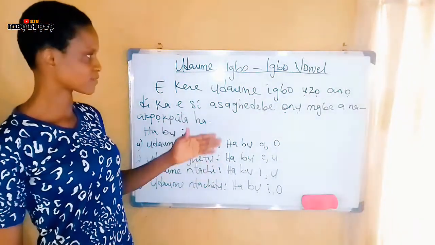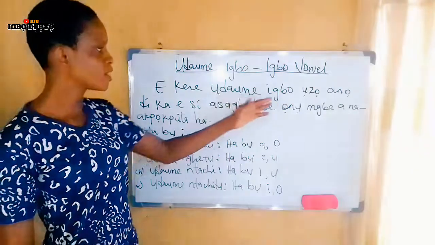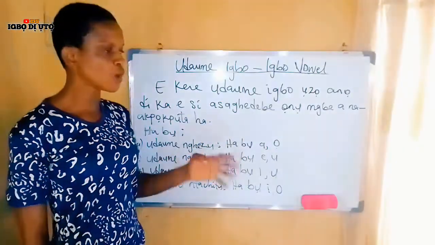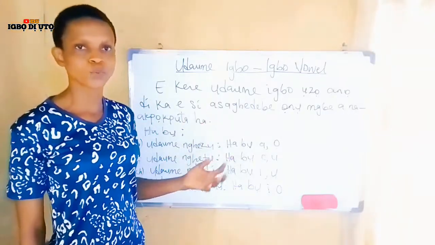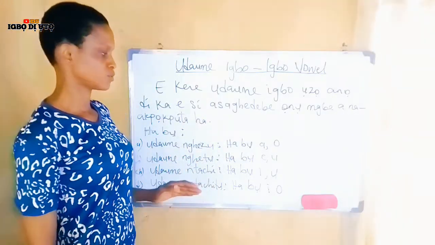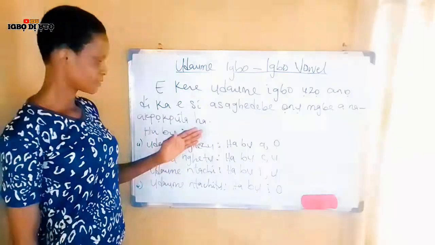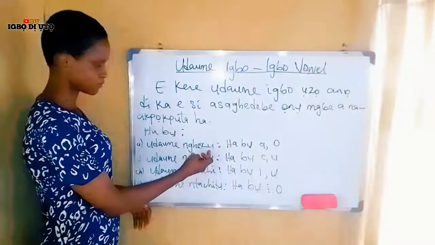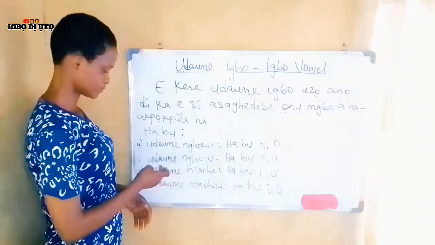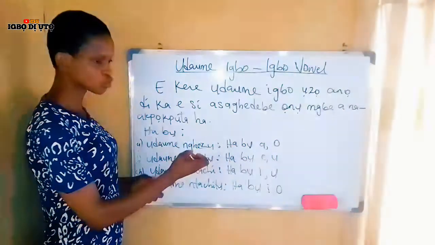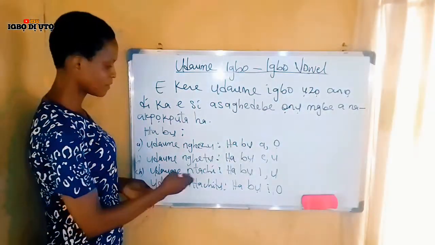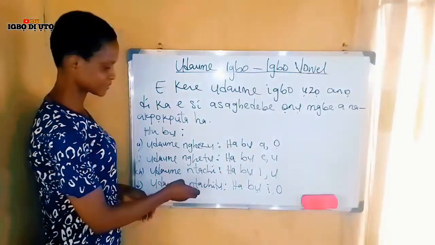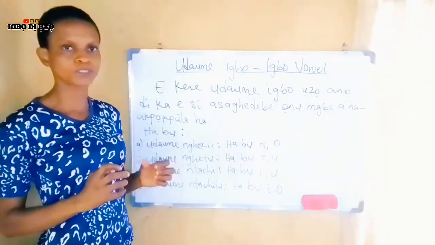So, as I've said earlier, udaume Igbo is divided into 4 according to the way our mouth is opened when it is pronounced. If you look on this board now, you see 4 of them. Udaume nrezu, completely open. Udaume nretu, not completely open. Udaume ntachi, completely closed. Udaume ntashito, not fully or completely closed.